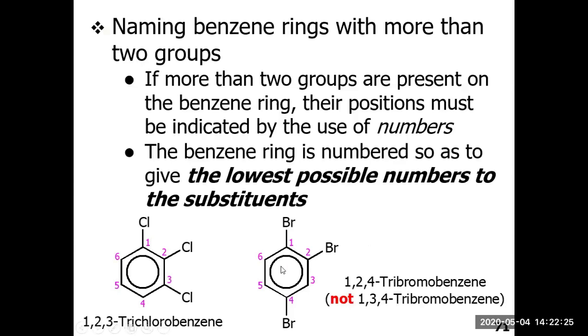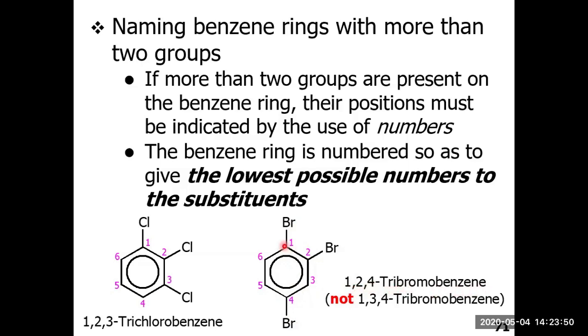In the first example, we have a tri-substituted benzene ring with 3 chlorine atoms bonded to it. This rule tells us that we have to give these substituents the lowest possible set of locants. So the naming will become 1,2,3-trichlorobenzene. Now, in this example, we have 3 bromine atoms bonded to the benzene ring, and the numbering should be done in such a way that the bromine atoms receive the lowest possible numbers. So the numbering should start from this carbon atom going to this carbon atom.